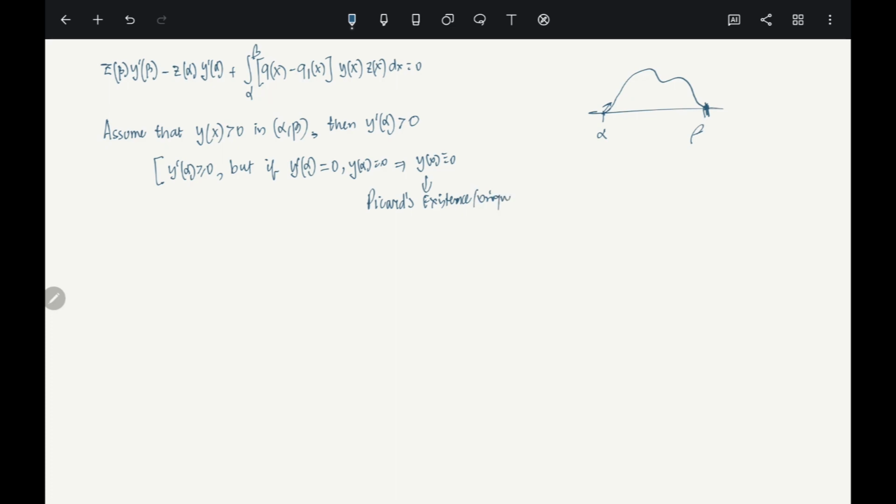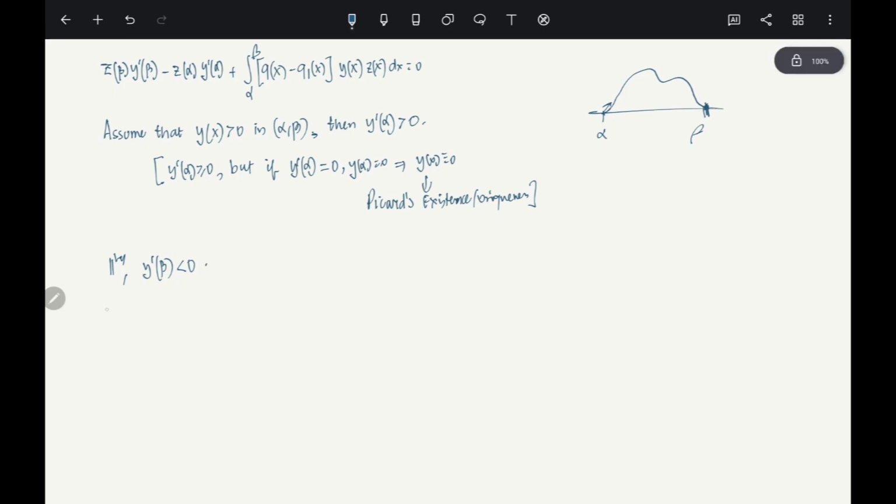This is the only solution. Okay, that actually violates the fact that y is a non-trivial solution. That's what we assumed. So this has to be true. Similarly, we can also show that y prime of beta has to be strictly negative. Clear?